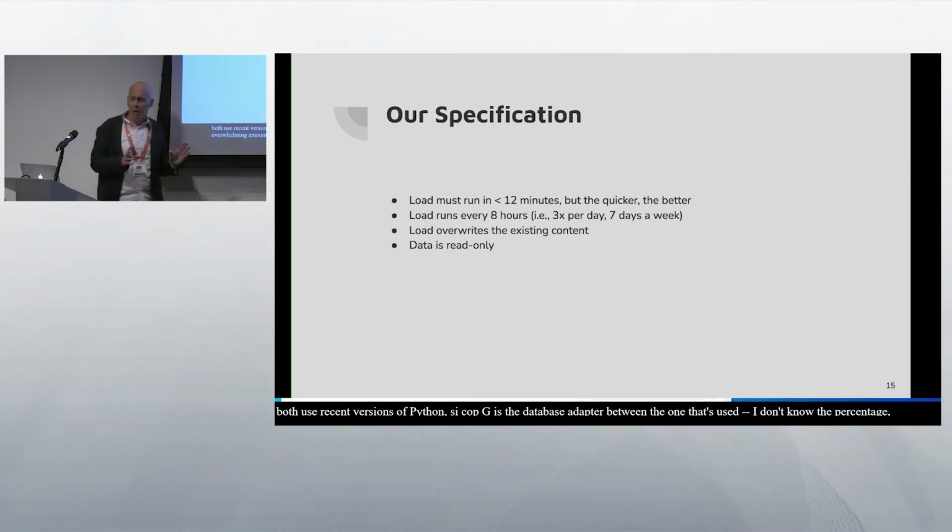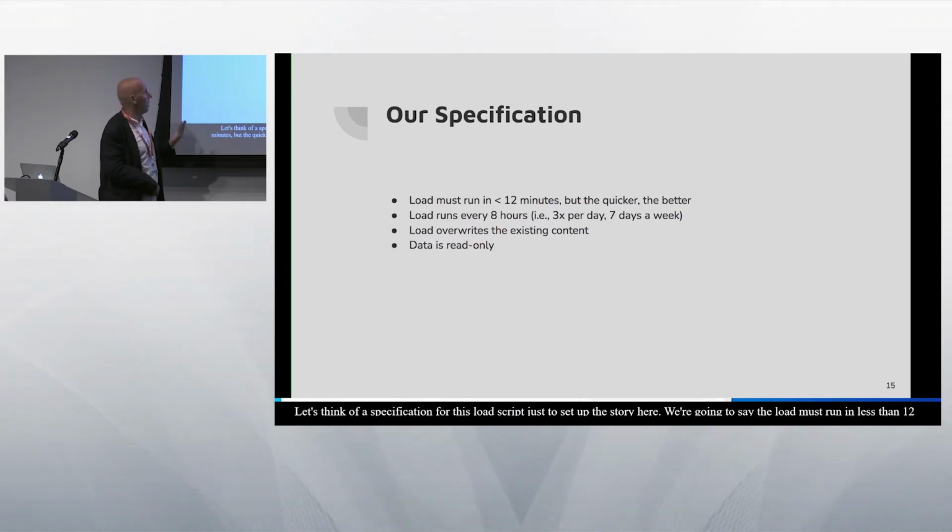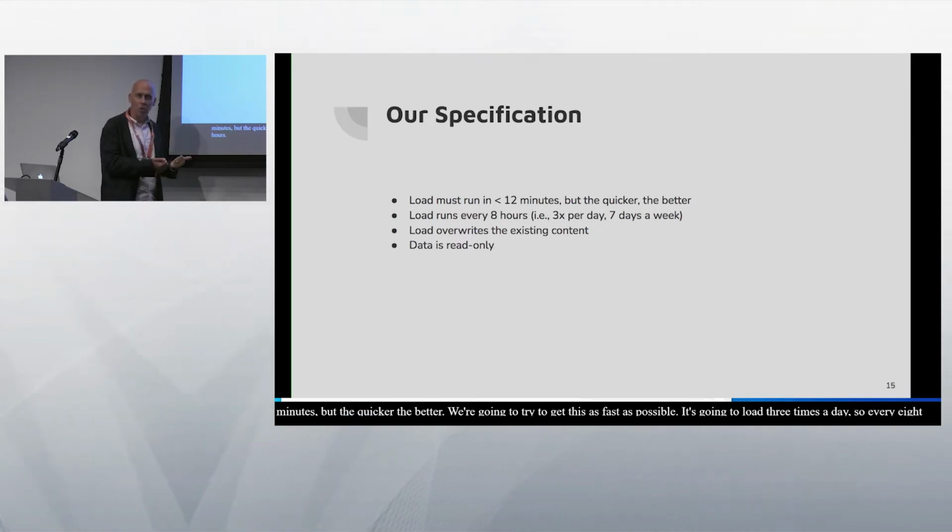Let's think of a specification for this load script, just to set up the story here. We're going to say the load must run in less than 12 minutes, but the quicker the better. We're going to try to get this as fast as possible. It's going to load 3 times a day, so every 8 hours, and the load is going to overwrite the existing content. Since this is reference data, we're just using it to do lookups on the company data. It's really read-only once it gets loaded, which is also going to be a component of our story as we look at examples.